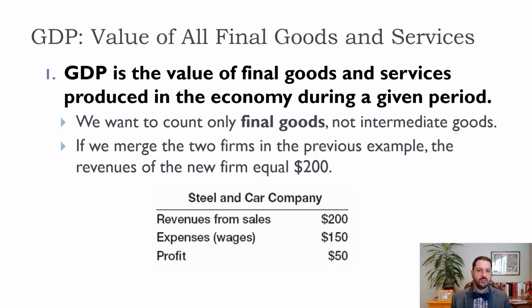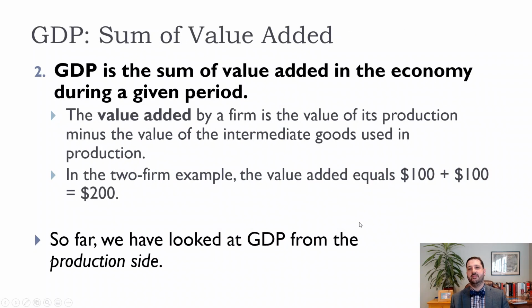And those costs look a lot like income because, in fact, they are income. It's income to the workers in terms of wages and income to the company owners in terms of profit. And that is actually another way to calculate GDP. The second way that we're going to calculate GDP is the sum of value added.